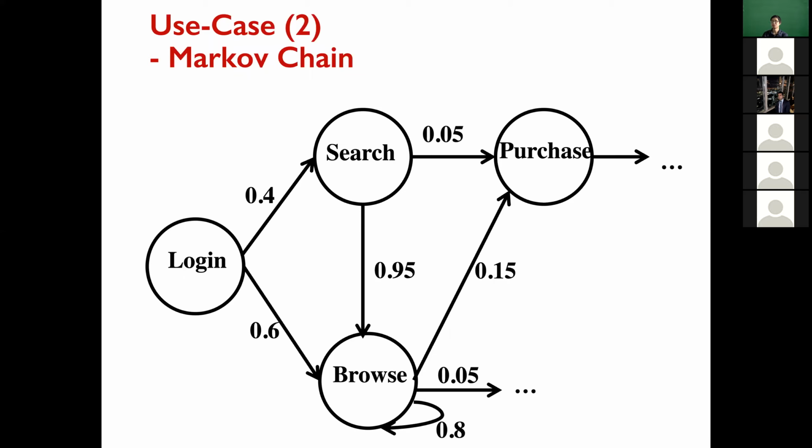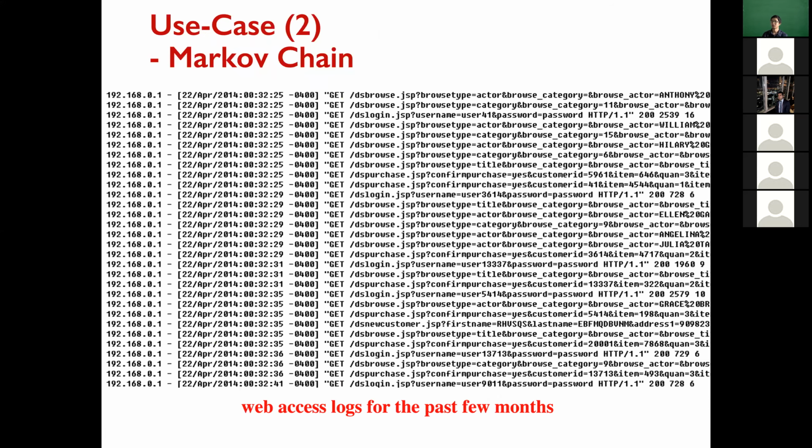How do we derive this Markov chain? We can look at our historic data. For example, we look at our web access logs for the past few months. Within these logs, we could understand how users actually use the system and what the probability is of having one action after another, right?